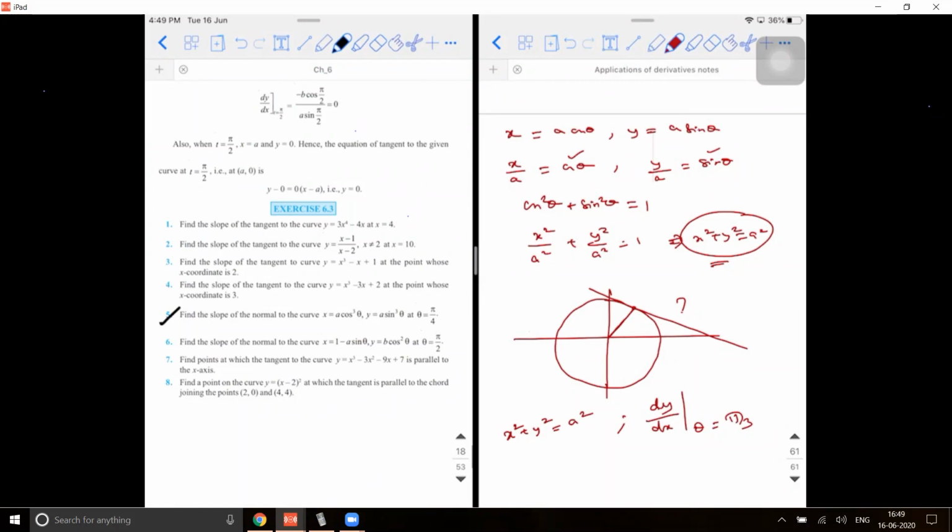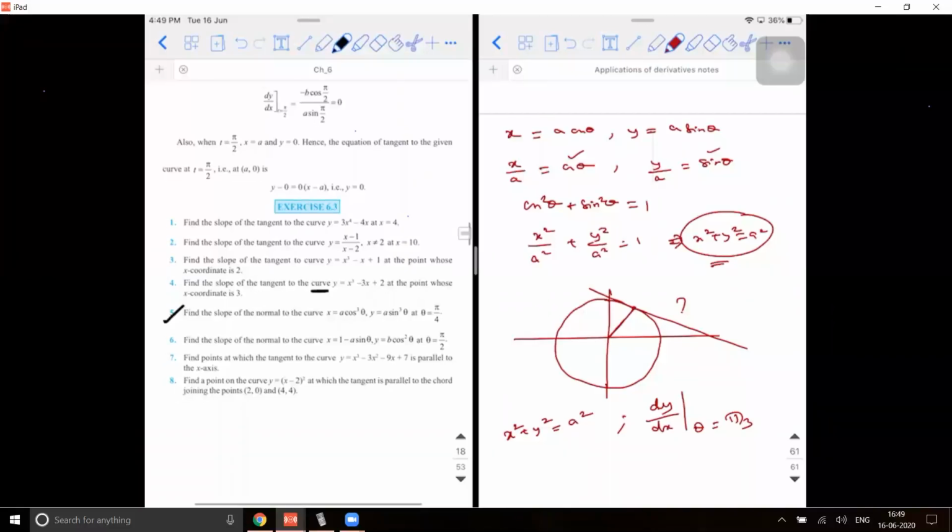They have actually given you the coordinates, but they are calling it a curve. Why are they able to call it a curve? They are able to call it a curve because you can eliminate the theta and write an expression in terms of x and y. Similarly, find the slope of the normal to the curve. It is like this.